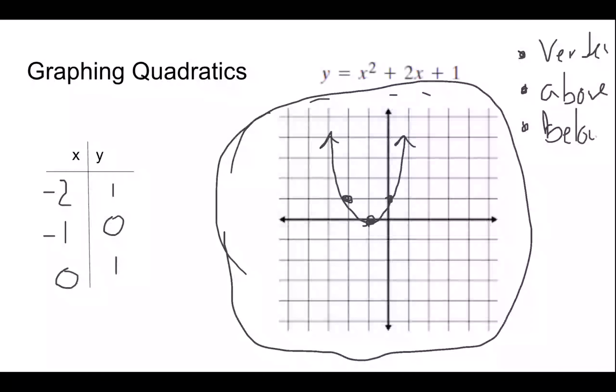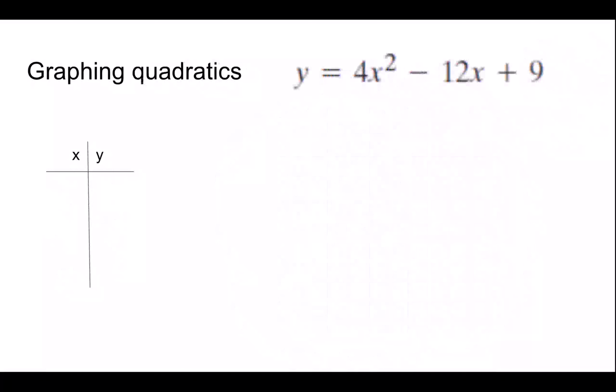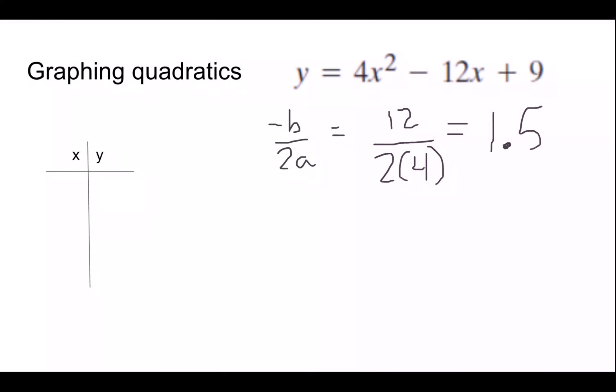So we're going to try this one more time. So here's my new example. Again, we want to find the vertex first. So to find the vertex, I'm going to find that x point by going negative b over 2a. For this one, that would be a positive 12, because it's going to be the opposite of negative 12. And then 2 times 4. And when I divide that out, it's going to give me 1.5.